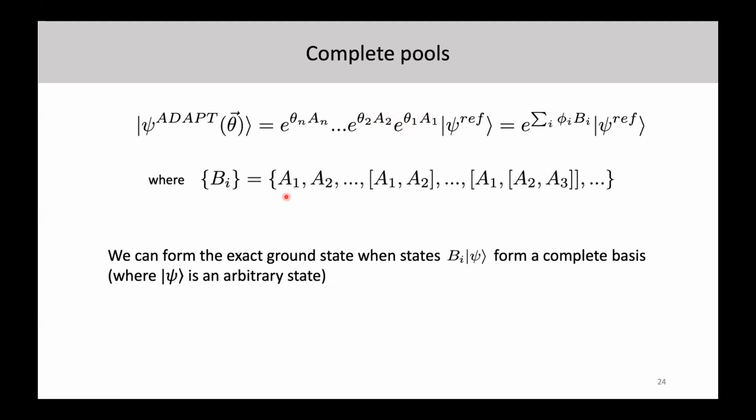If I can generate enough of these different operators, then I can exactly span the Hilbert space by applying this sequence, this product of operators, onto my reference state, no matter what the reference state is. Essentially what this means is that if all the operators coming out of these commutators, when applied to this initial reference state, form a complete basis, then I can represent any state in this way. And so I can guarantee that my ansatz is, at least in principle, exact.